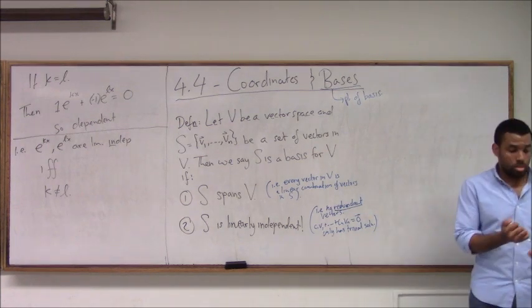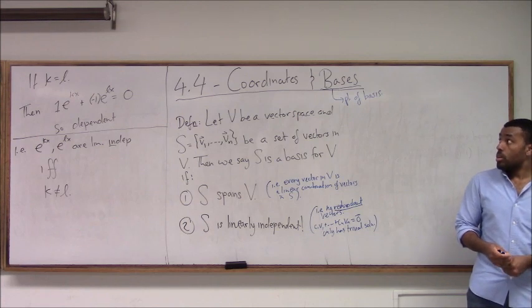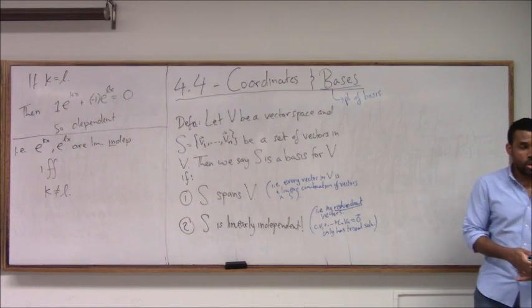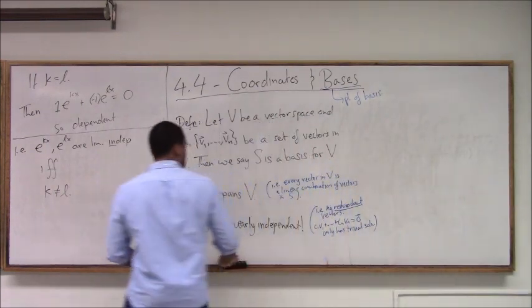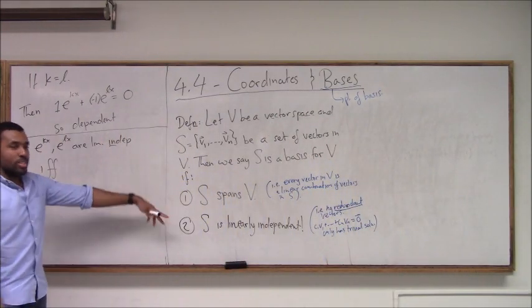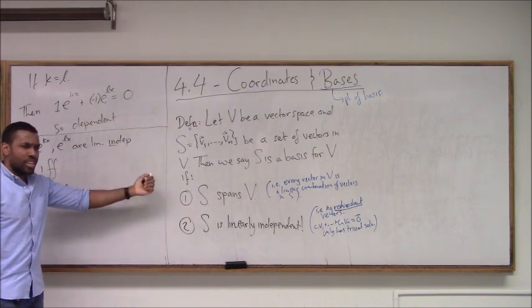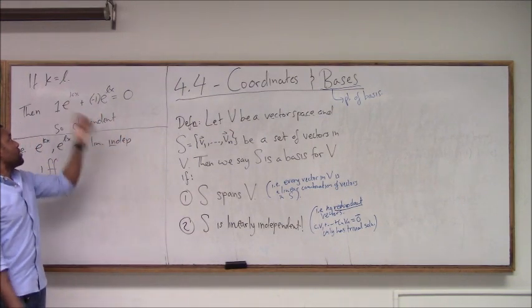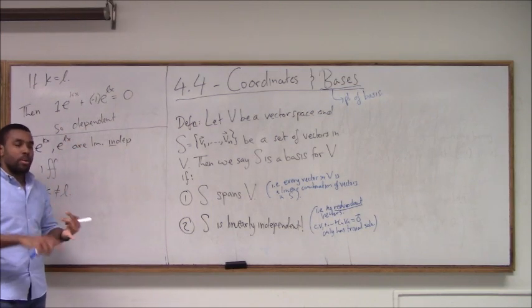Yeah? That means the dimension of V has to be the number of vectors. That's where we're heading, yes. In 4.5, we're going to figure that out. Based on the two facts that I mentioned here, if your r is greater than n, then it's definitely dependent. If your r is less than n, then it doesn't span. They have to be equal to be both independent and span.